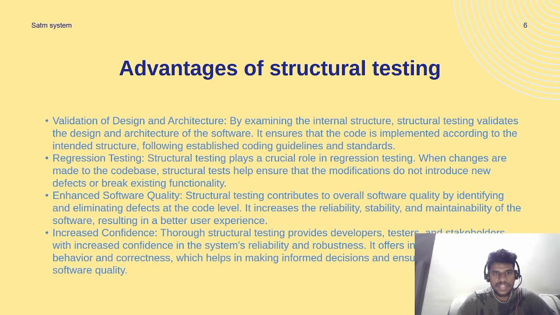Validation of design and architecture. By examining the internal structure, structural testing validates the design and architecture of the software. It ensures that code is implemented according to the intended structure, following the established code guidelines and standards. Regression testing. Structural testing plays a crucial role in regression testing. When changes are made to the code base, structural tests help ensure the modifications do not introduce new defects or break existing functionality.